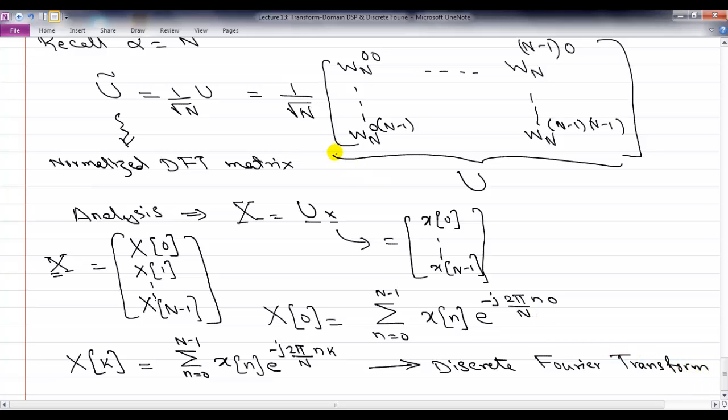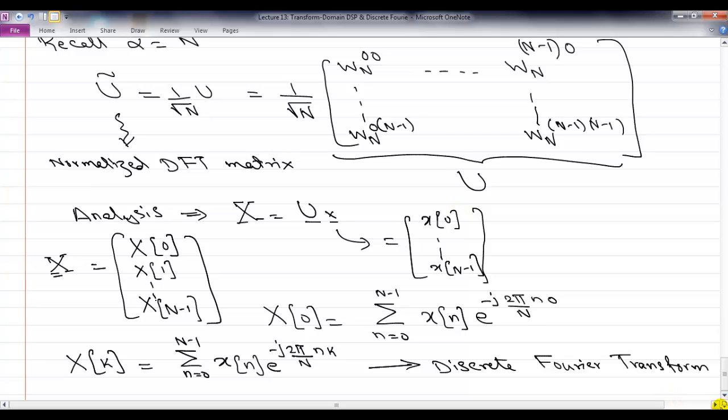But that exactly comes from multiplying the rows of my matrix with my signal, and I keep on getting these values. So you can define your discrete Fourier transform either by recognizing this formula or just understanding that it's a multiplication of this matrix with my signal.